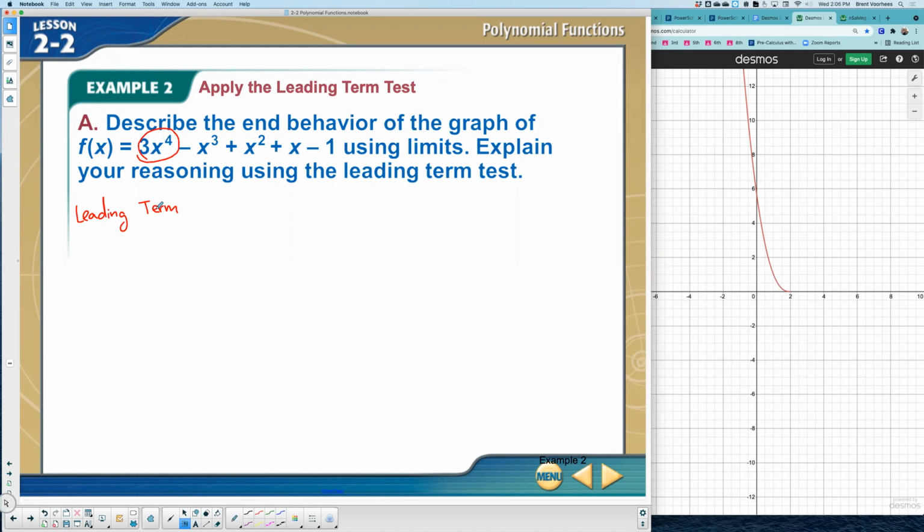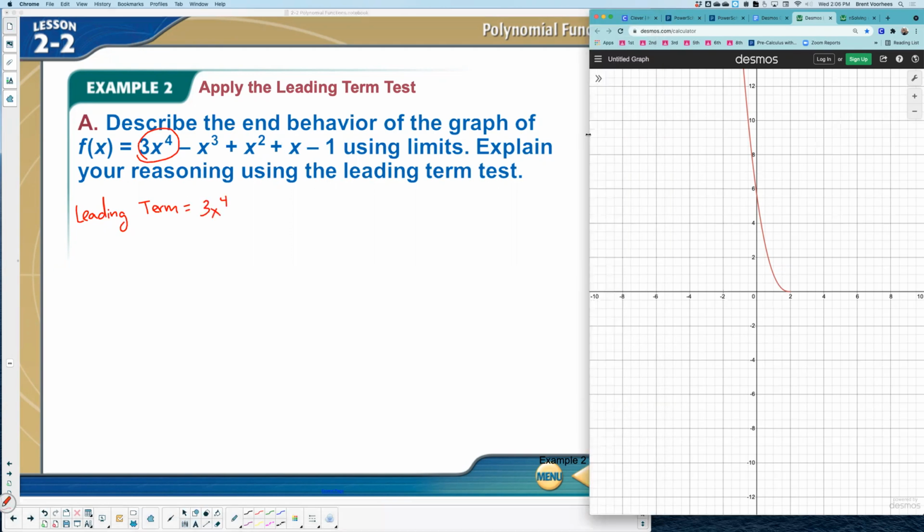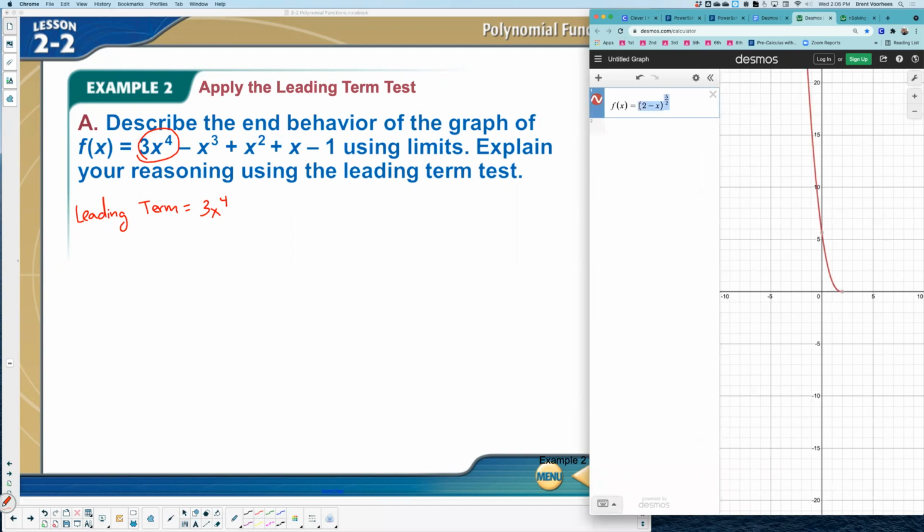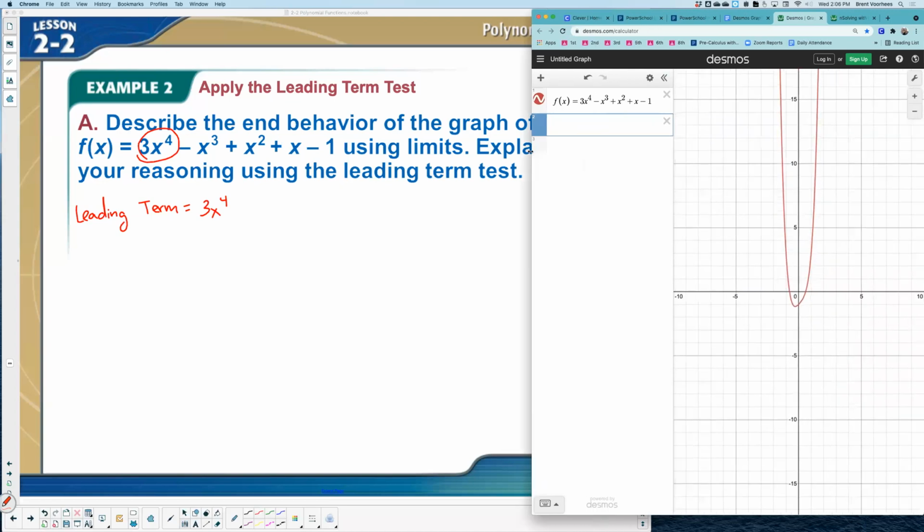Do you want me to tell you or you want me to show you? Okay, the leading term is 3x to the 4th. I will show you first and then I will tell you. So here's the graph: 3x to the power of 4 minus x cubed plus x squared plus x minus 1. So there's the original graph. And what I'm telling you is the leading term is 3x to the power of 4.